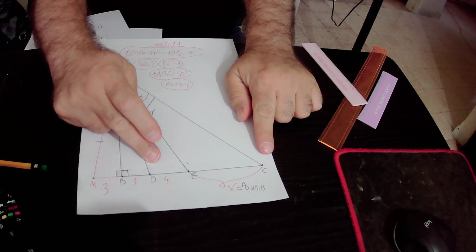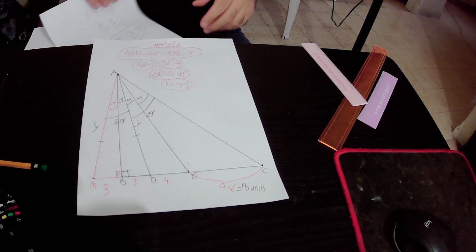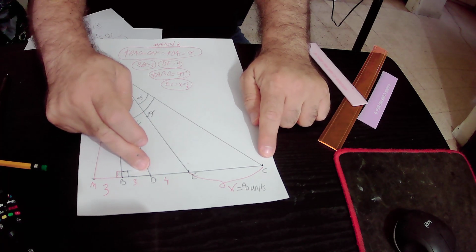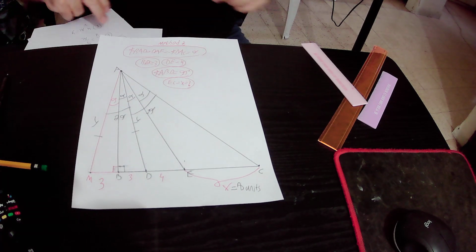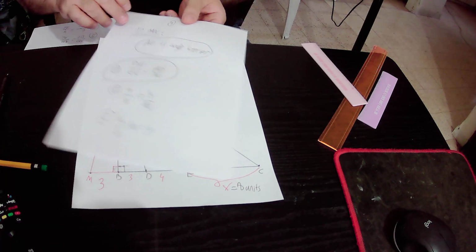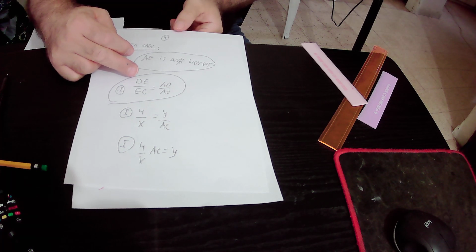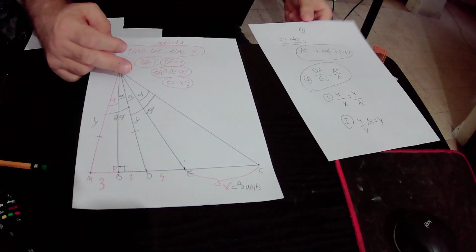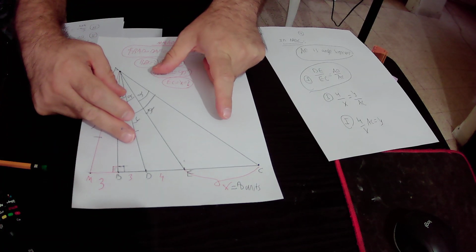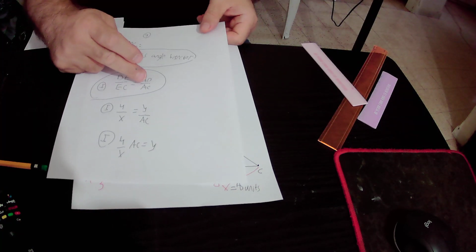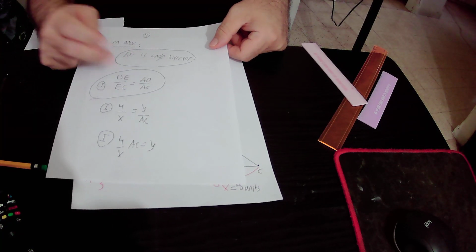The ratio is DE over EC. The ratio in which angle bisector AE divides side DC is DE over EC, and that ratio equals the ratio between the angle sides. The ratio between the angle sides is AD over AC. So AD over AC equals DE over EC according to the angle bisector theorem.